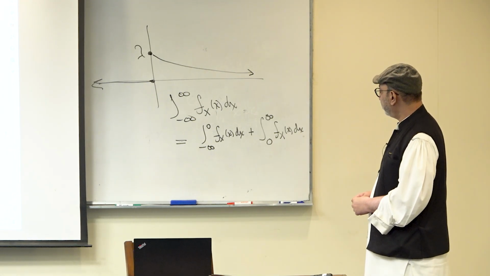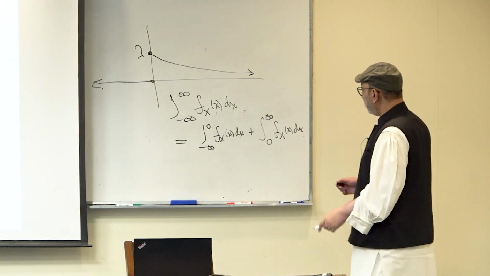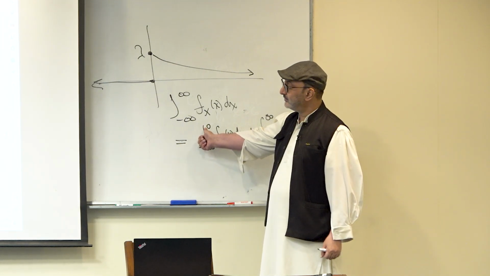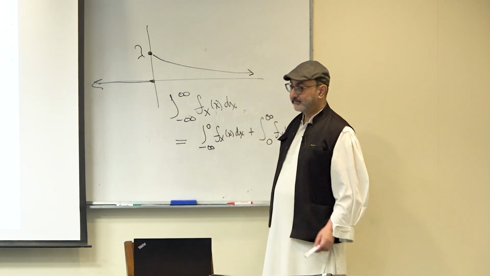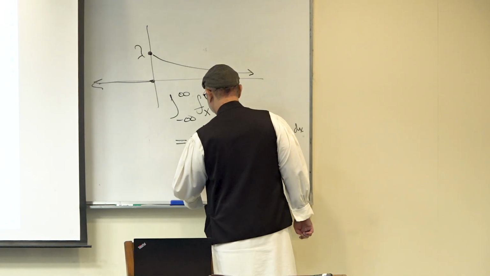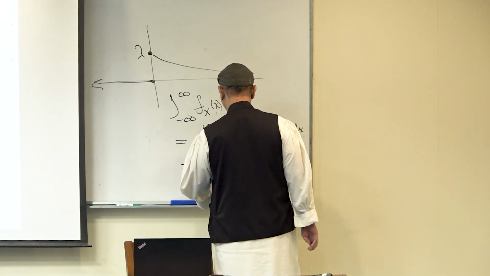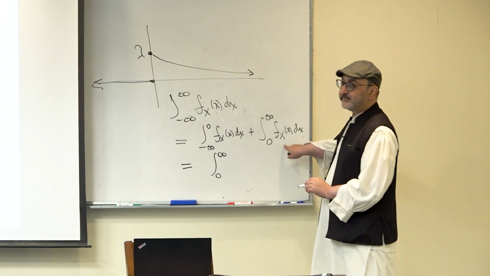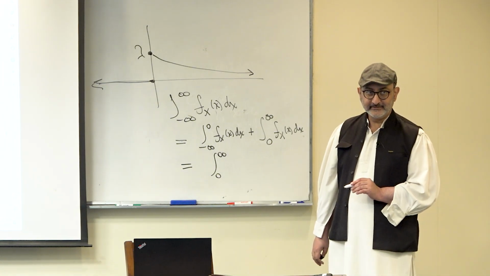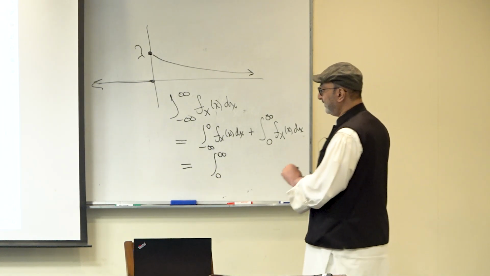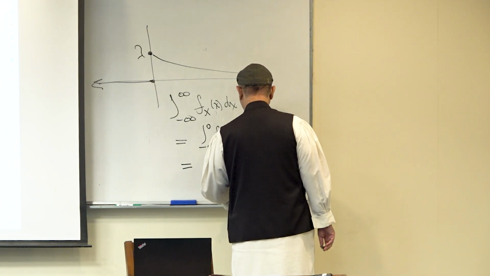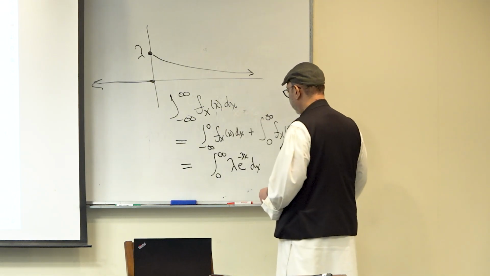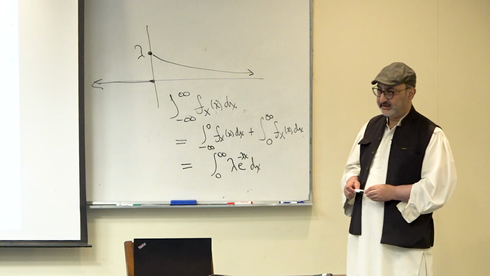Okay. Well, what's the form for the PDF on the interval from minus infinity to 0? It's 0, right? So this part doesn't matter. So we can just integrate from 0 to infinity. Now, what's the form for the PDF on that interval? It's lambda e to the negative lambda x dx.